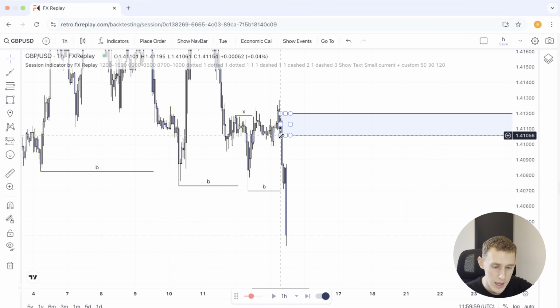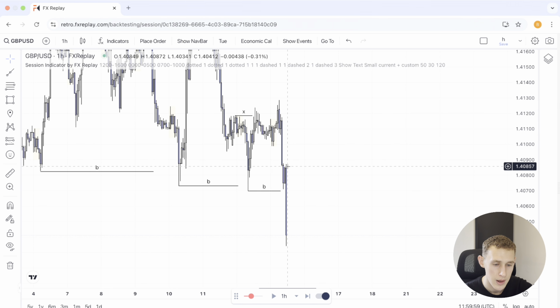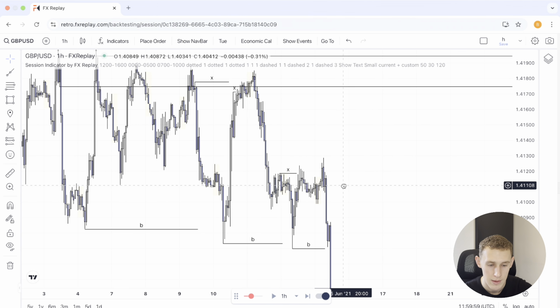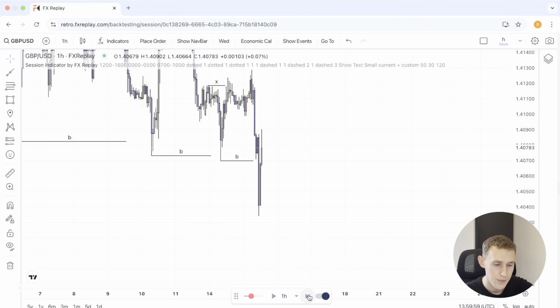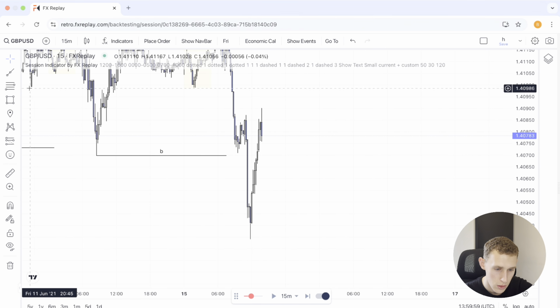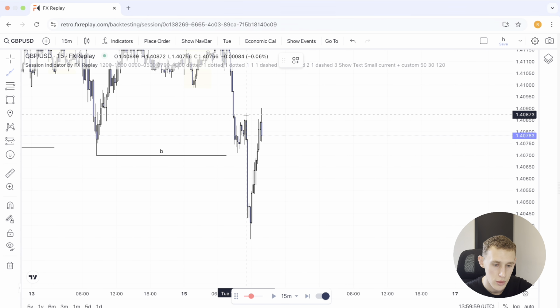if we see a pullback here, we could maybe see a pullback into this zone, or we still have that supply up here in a more premium. So let's have a look how this develops. Right, so this would be my first POI. We've come up, we've swept the top of that supply. We've come into a premium.